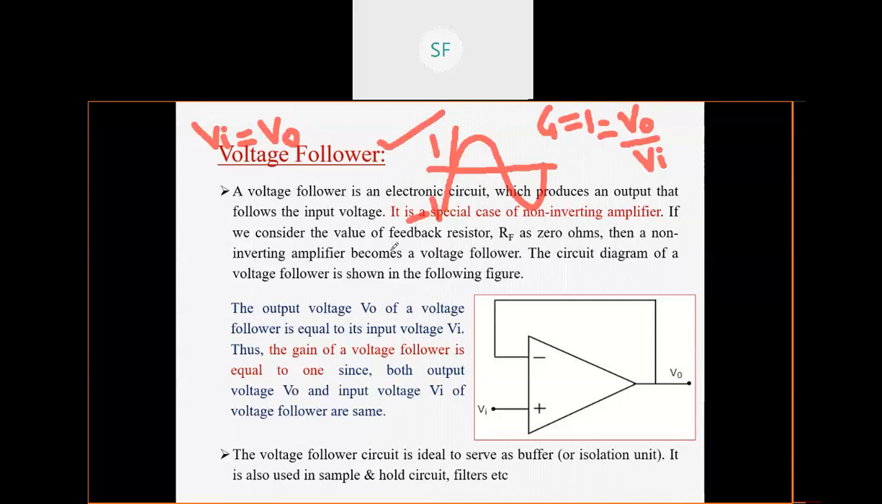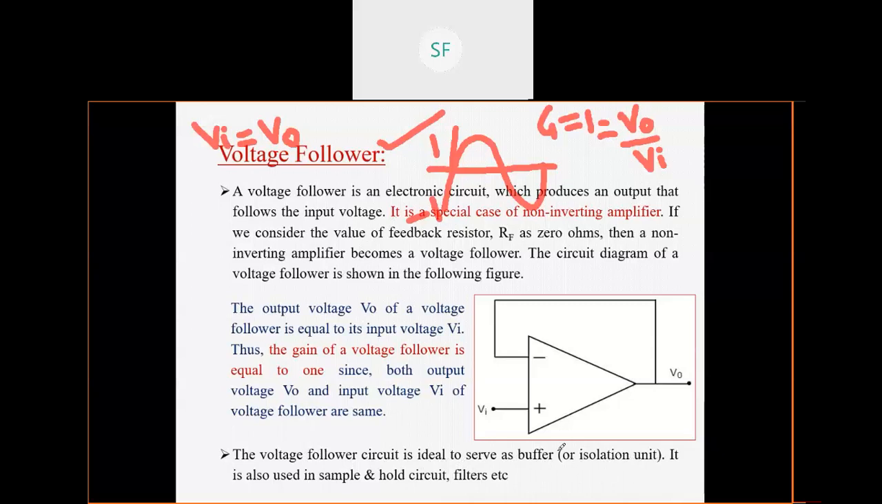That means the same waveform will be there for your input voltage and output voltage also. So by this discussion, you might have come to the conclusion that the output voltage we are getting is simply similar to the input voltage. Hence it is called a voltage follower, because it is simply following the input. In many applications, this particular requirement will be there. And generally, what are the applications of voltage follower?